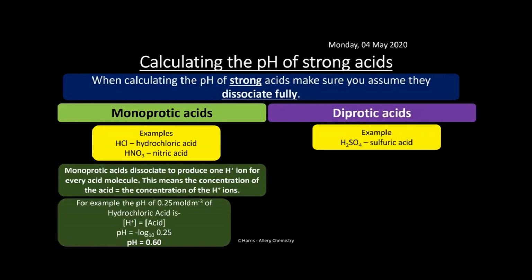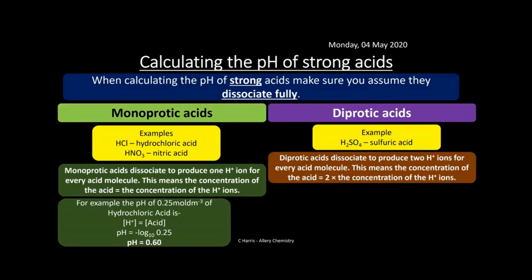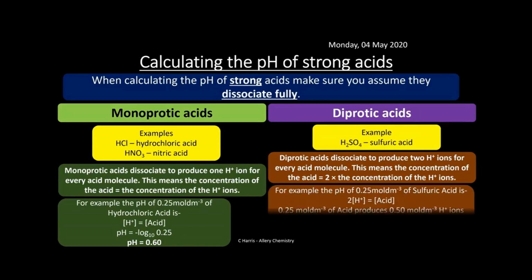Diprotic acid is a little bit more complicated, but you've just really got to watch out for it. It's not too difficult. Just be really vigilant when you get these types of questions. Sulfuric acid produces 2 H plus ions for every acid molecule. So sulfuric acid produces 2 H plus ions. That means the concentration of H plus ions is 2 times the concentration of the acid, because we're producing two times the amount of H plus ions.